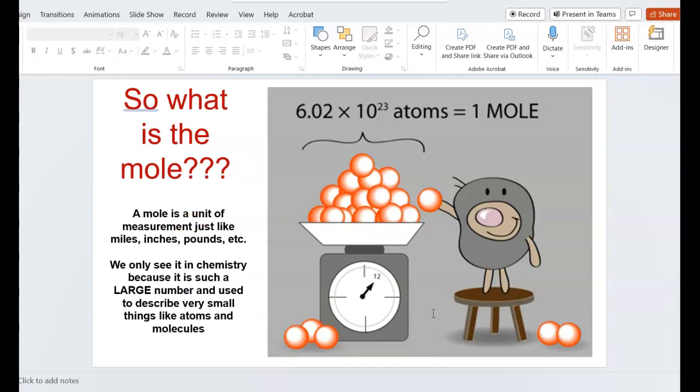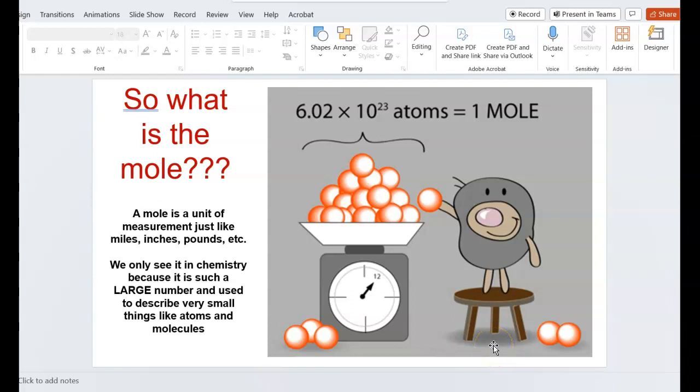So starting off with the mole, sometimes called Avogadro's number, is that number you're seeing at the top there. It is 6.02 times 10 to the 23rd. And it could be atoms, molecules, formula units, particles as a general name. So it's used to measure really small things. So we can have billions of atoms in a really small space. And so we need a big number like this in order to talk about them and reference them, which is why you probably haven't seen them until you get to a class like chemistry.